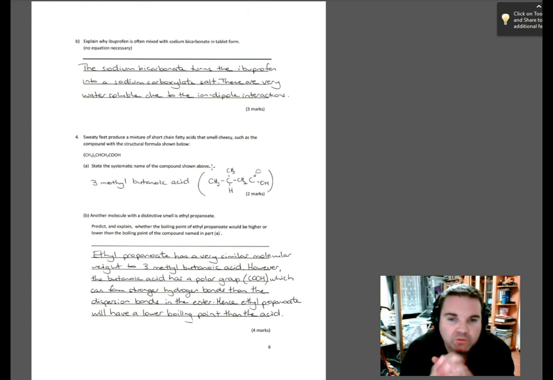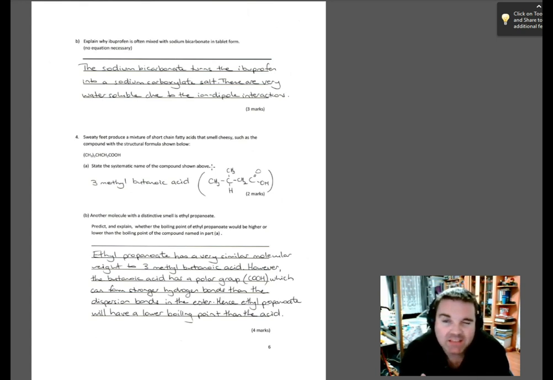And then it says another molecule that smells is ethyl propanoate. So this is an ester. It's going to have a very fruity smell to it. Predict and explain whether the boiling point of ethyl propanoate will be higher or lower than the boiling point of the compound named in A. Whenever you're talking about boiling points, you always want to firstly look at molecular weight. I did do a video on this, so make sure you have a look at it. When we talk about molecular weight, they're both going to be pretty similar. So then it comes down to polar functional groups.